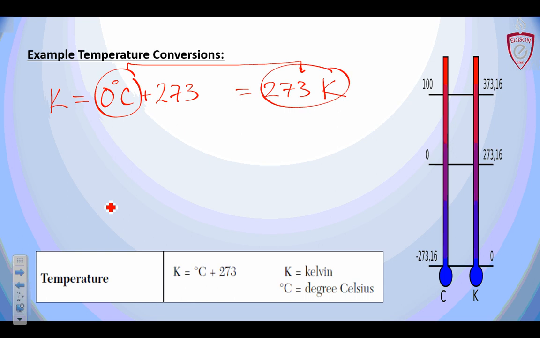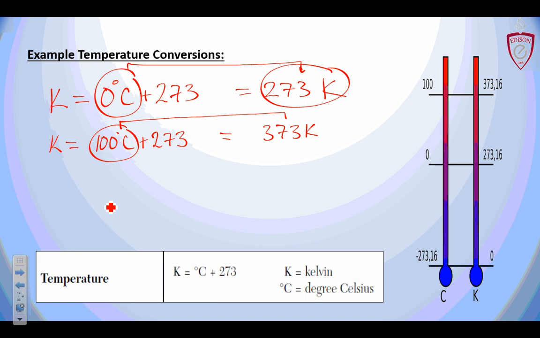Okay. The next one I'm going to do is another very common degrees Celsius that we have to convert to Kelvin. Kelvin equals, I'm going to do 100 degrees Celsius, the boiling point of water, plus 273. And we see that if I add 100 to 273, that's 373 Kelvin. So again, 100 degrees Celsius equals 373 Kelvin. Different units for the same amount of average kinetic energy.